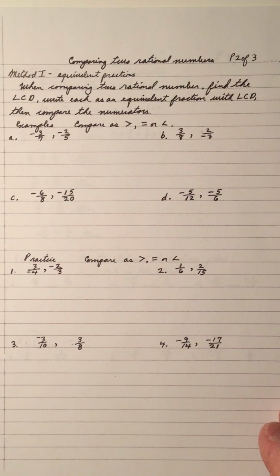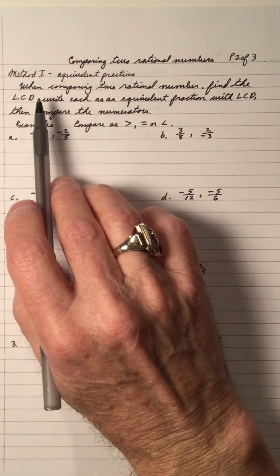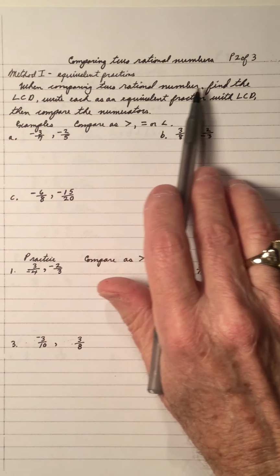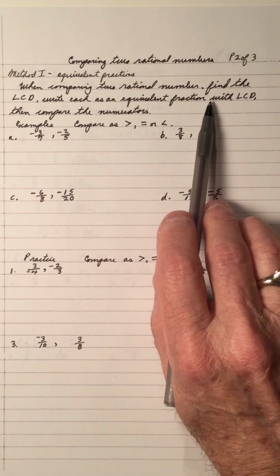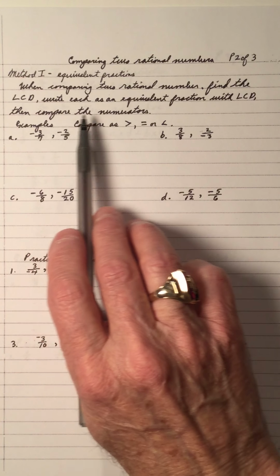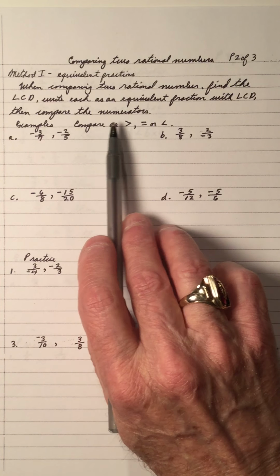Comparing two rational numbers. Let's do it by method 1, which is equivalent fractions. When comparing two rational numbers, find the LCD, write each as an equivalent fraction with the LCD, and then compare the numerators. Examples: compare as greater than, equal to, or less than.